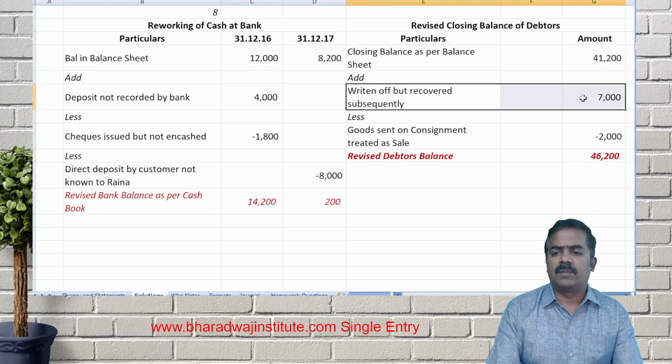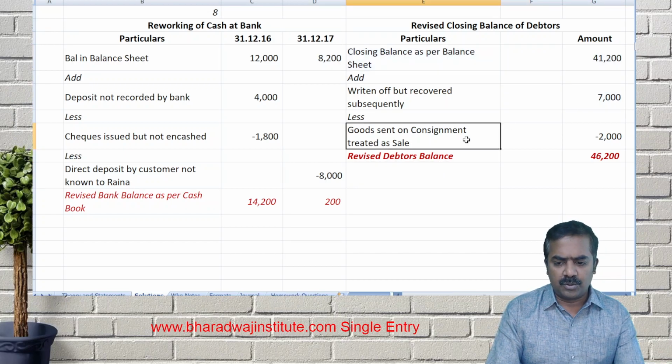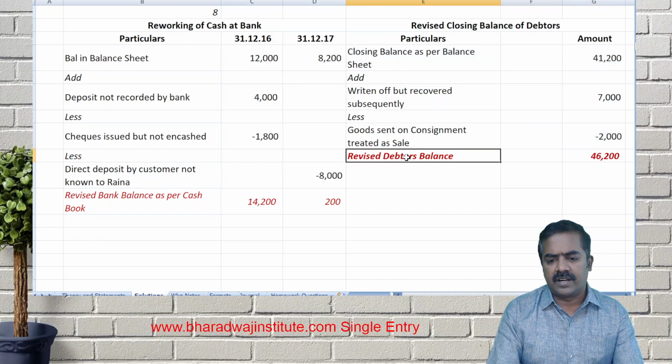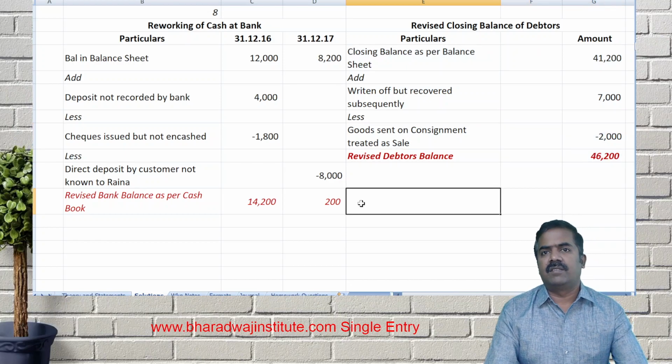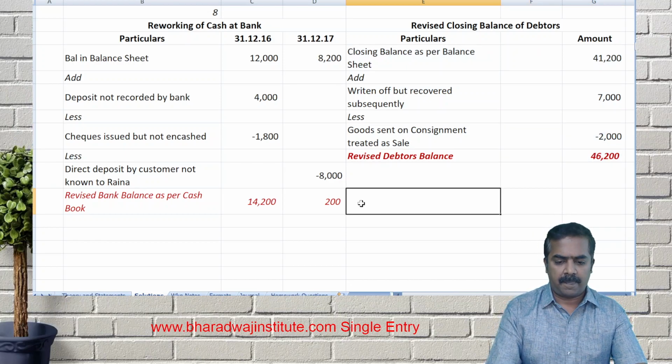So the recoverable amount we include in debtors. So goods sent on consignment cannot be included in debtors. Eliminate, you will get which one? Revised debtors balance.